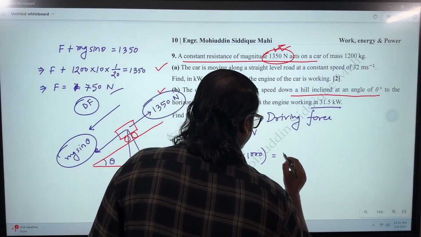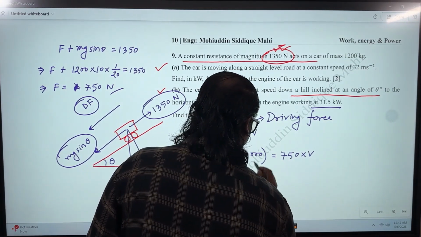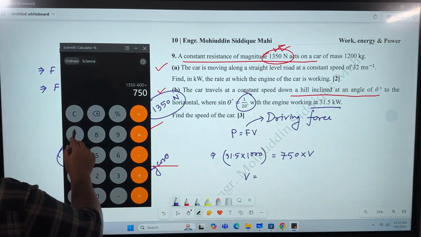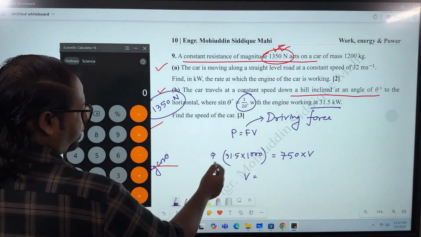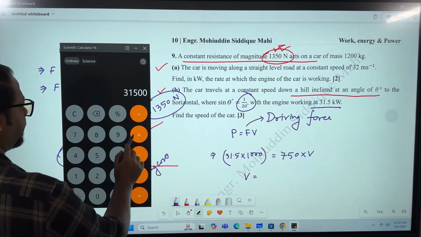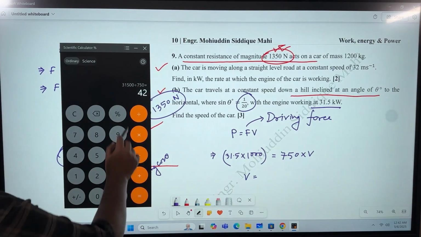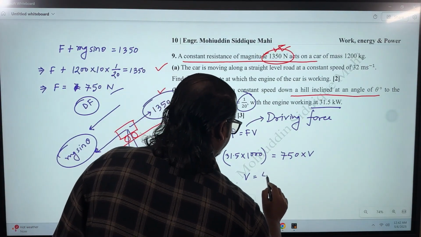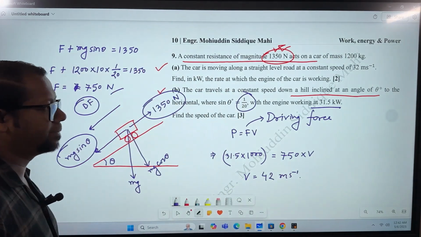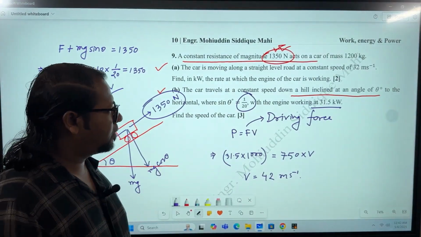So from here we will get V. That will be 31500 divided by 750, which is 42. So the corresponding velocity will be 42 meter per second, and that's the correct answer. I hope you have understood, but this is a pretty much easy question.